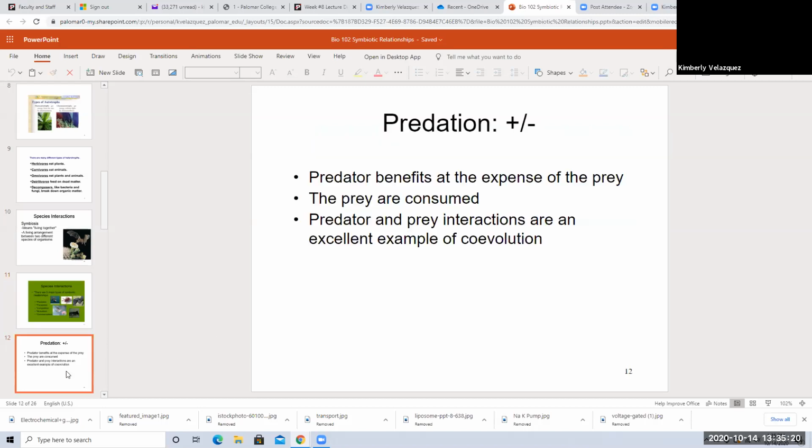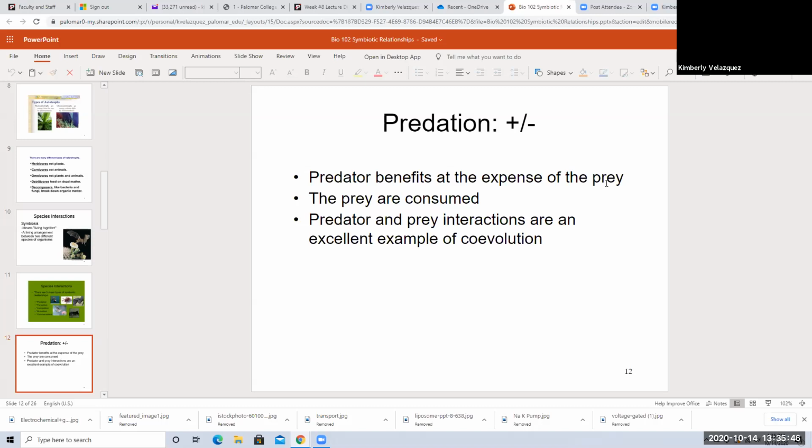So predation, that would be a plus-minus relationship. One of the organisms benefits, so that's the plus, and one is harmed. In fact, in predation, the entire organism that is being harmed is eaten. This minus, that organism doesn't live. Okay, so it 100% benefits the predator, and it's at the expense of the prey.